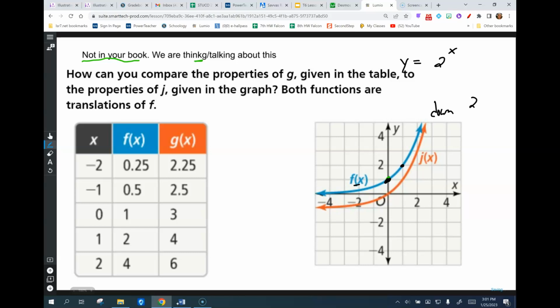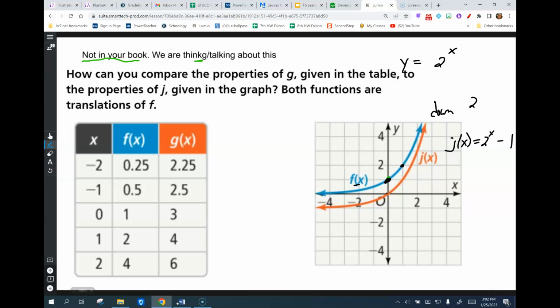So that means my k for j of x is going to be 2. So I have 2 to the x, and it shifted, whoops, how much did it shift down? My gosh, I can't count. So it shifted down 1. So compare there. So do that same thing here.